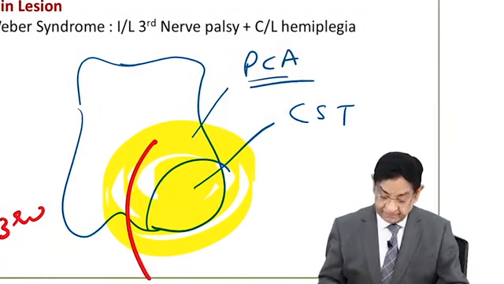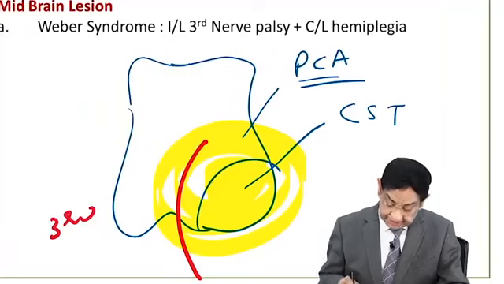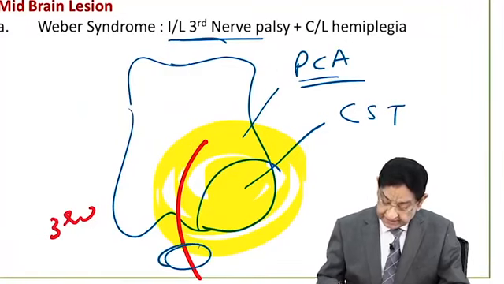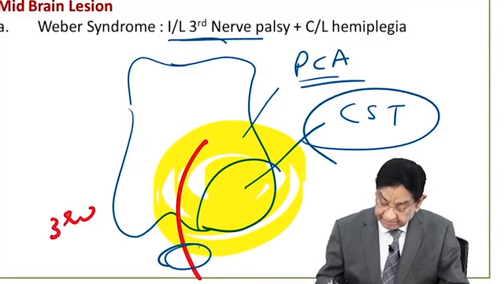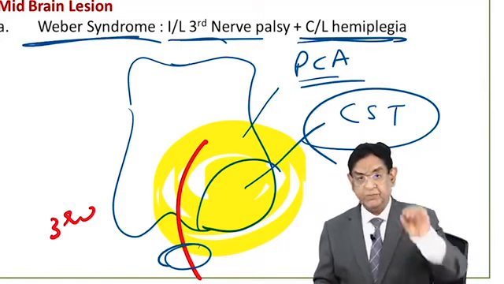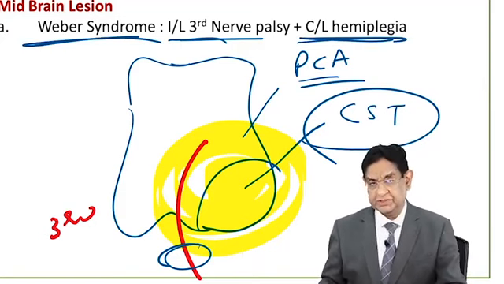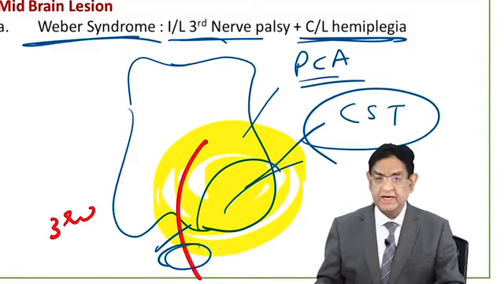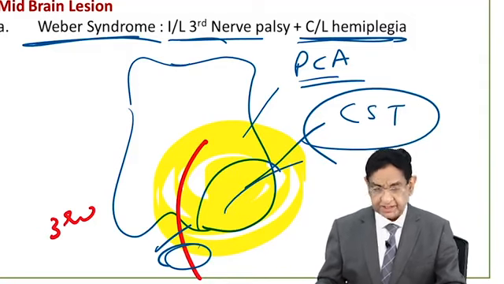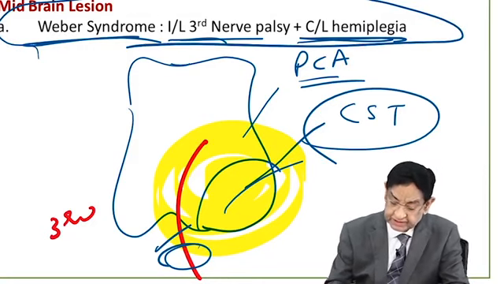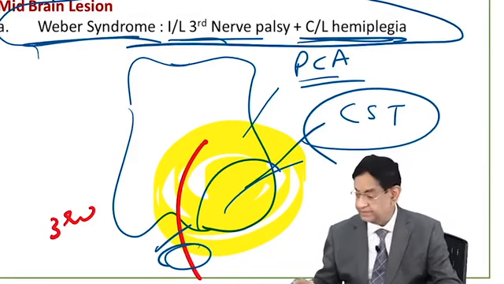How will it manifest? There will be ipsilateral third nerve palsy and contralateral hemiplegia, and this is known as Weber syndrome, a universally asked question. Ipsilateral third nerve palsy with contralateral hemiplegia is Weber syndrome. So make a box of this also. This is a midbrain lesion.